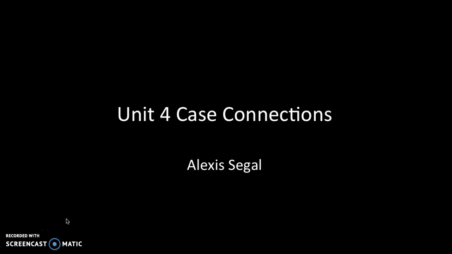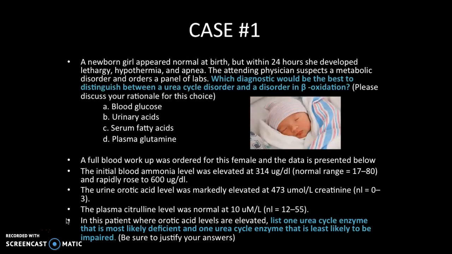So the first case I've chosen is case number 1. The question and situation is, a newborn girl appeared normal at birth, but within 24 hours she developed lethargy, hypothermia, and apnea. The attending physician suspects a metabolic disorder and orders a panel of labs. Which diagnostic would be best to distinguish between a urea cycle disorder and a disorder in beta oxidation? Please discuss your rationale for your choice. The answers are as follows: A, blood glucose, B, urinary analysis, C, serum fatty acids, and D, plasma glutamine.